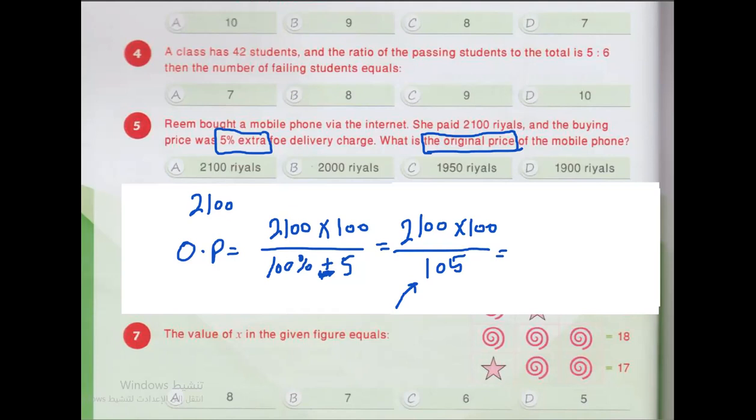Okay, now we simplify. Can you help me? By 5, 21 here, and by 5 here is 20, right? Also, 21 by 21 is 1, and 21 by 21 is 100. Then you multiply 100 times 2, it is 2,000. Directly I find the answer. The answer is B.